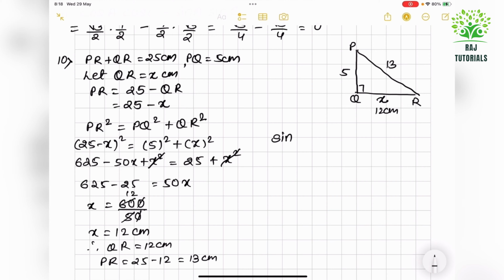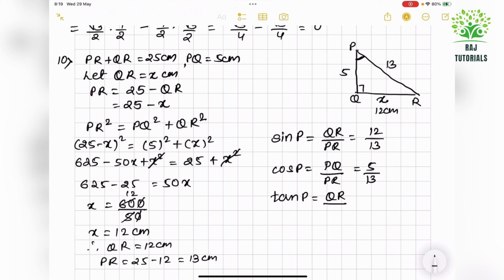Okay. So sine P, opposite upon hypotenuse, is QR upon PR. So 12 by 13. Cos P is PQ upon PR, so that is 5 by 13, and tan P will be QR upon PQ, 12 by 5.